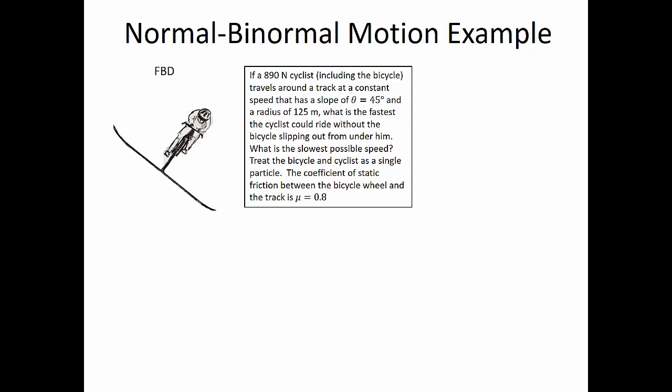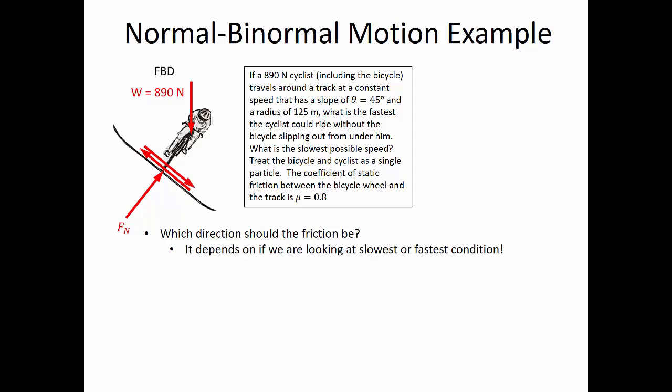So let's start with our free body diagram. Here's our cyclist. We know that the cyclist and the bicycle have a weight, and that weight is 890 newtons. We'll also have a normal force pointing up perpendicular to the track. Then we're going to have friction, but what direction should the friction be? Should it be this way or this way?